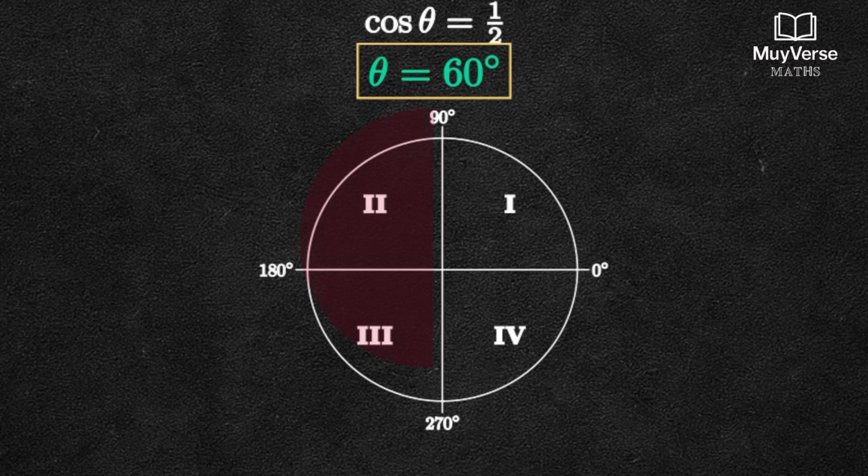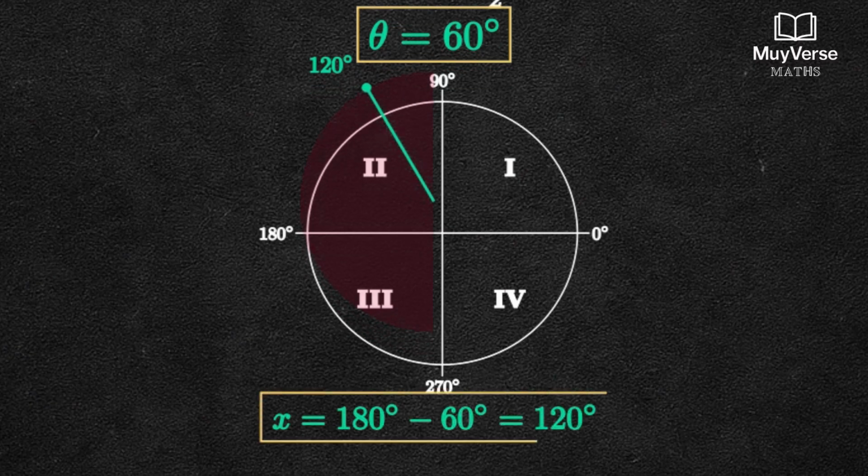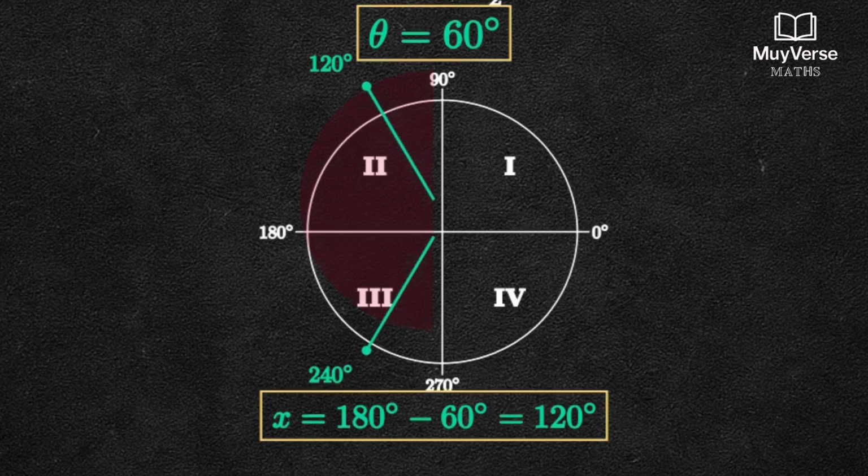Step 4. Place the solutions using the reference angle 60 degrees. In quadrant 2, we do 180 minus 60. That gives x equals 120 degrees. In quadrant 3, we do 180 plus 60. That gives x equals 240 degrees.